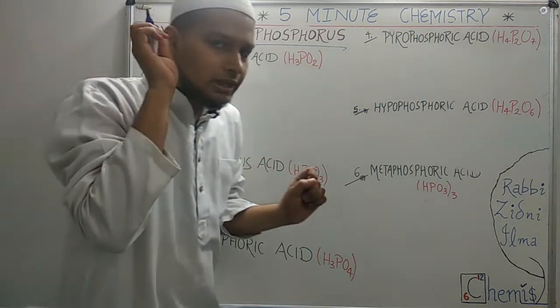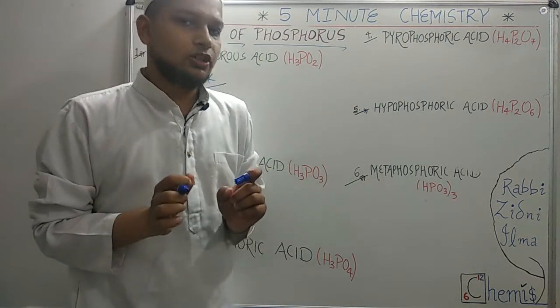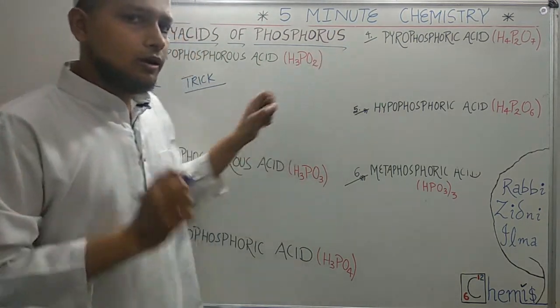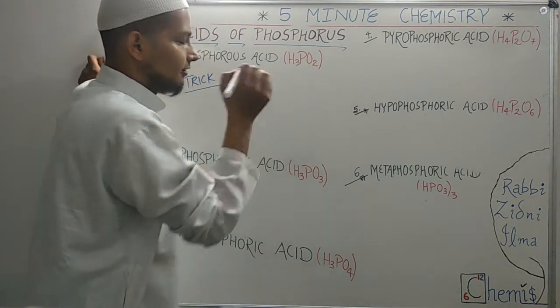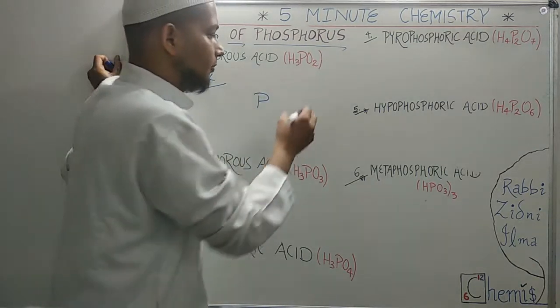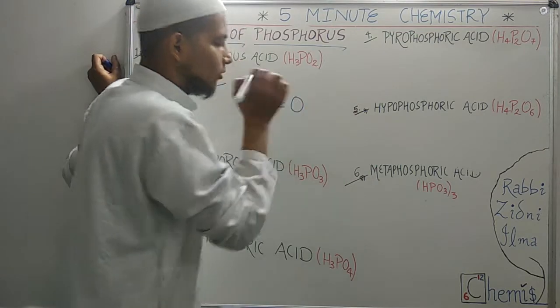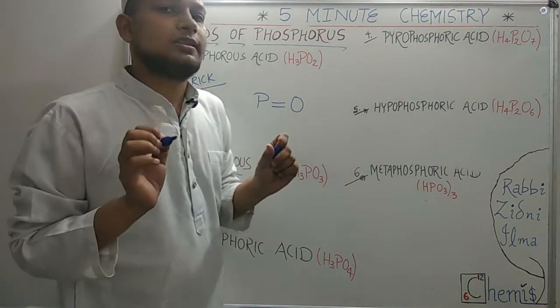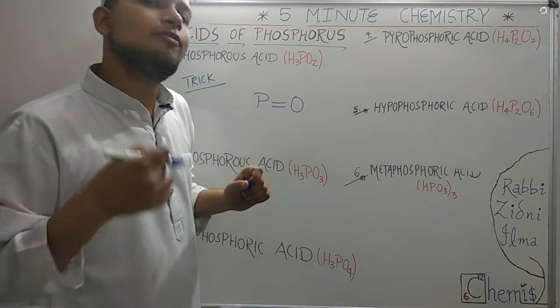Whenever you want to sketch any structure regarding this, first of all, phosphorus will be our central atom. One oxygen will be attached with a double bond. The rest of the oxygens will be attached in the form of OH.